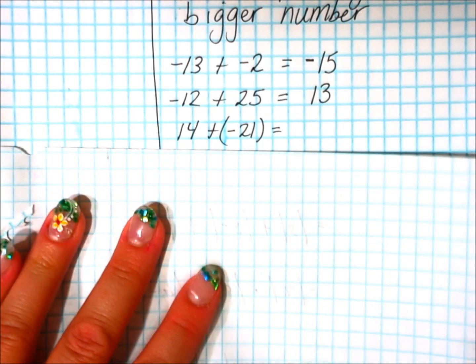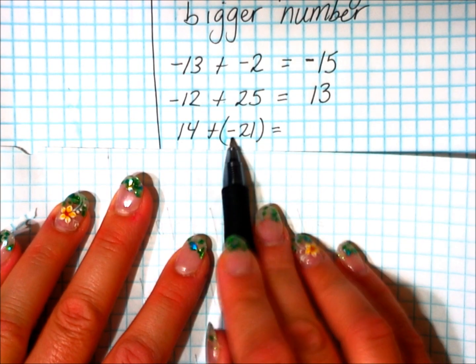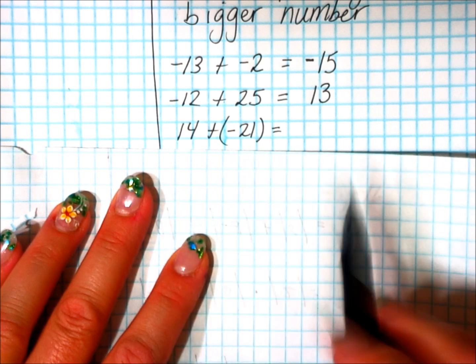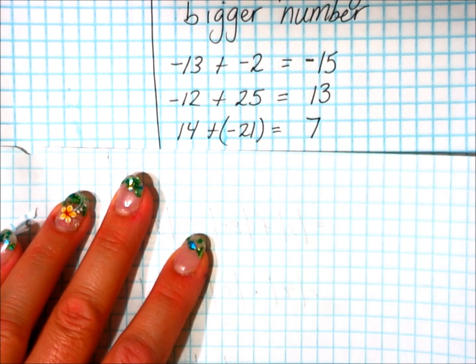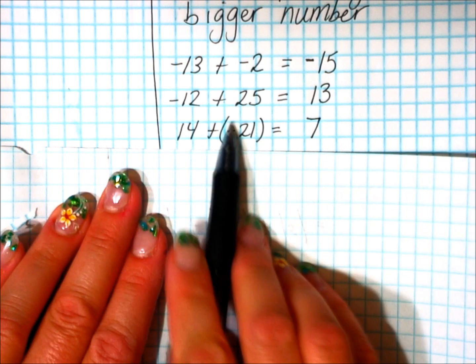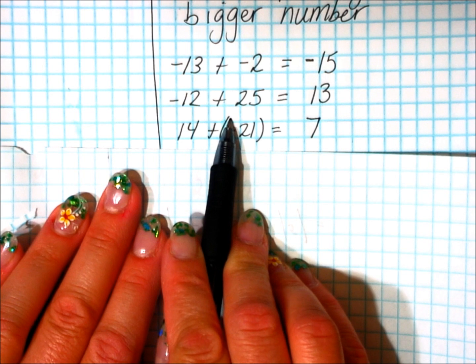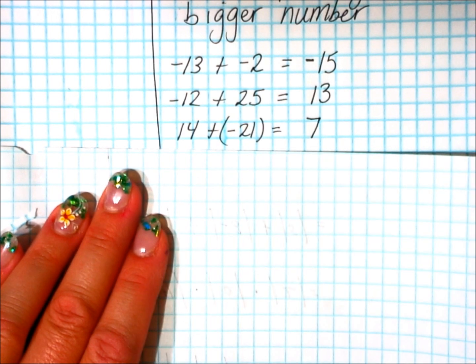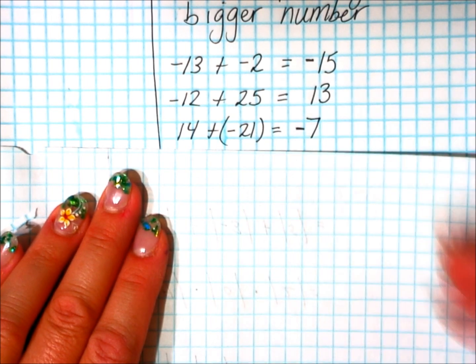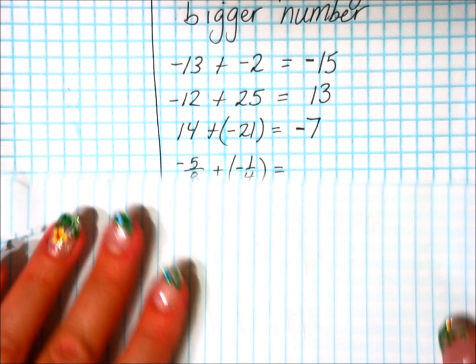Okay. Here we go. One's positive and one's negative, so I'm going to subtract them. 21 minus 14 would be 7. And now, which is the larger number, the 21 or the 14? Not -21. 21 and 14. Well, 21 is bigger than 14. 21 is a negative number. My answer has to be a negative number.